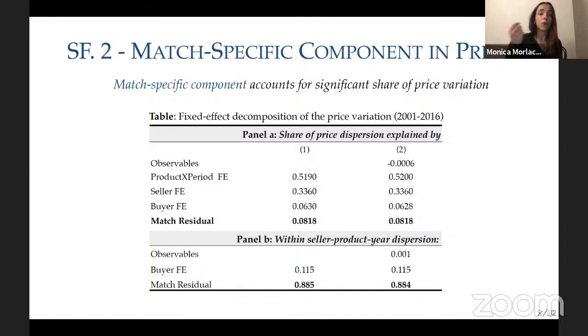More interestingly, when we focus on within seller product time fixed effect, what we find is that the bulk of variation is not explained by buyer fixed effect, but it's at the level of the match. So it's in the residual. So what we conclude is that these match-specific components seem to account for a significant share of price variation, in particular within seller product variation, which is the one that we're going to be focusing on mostly.